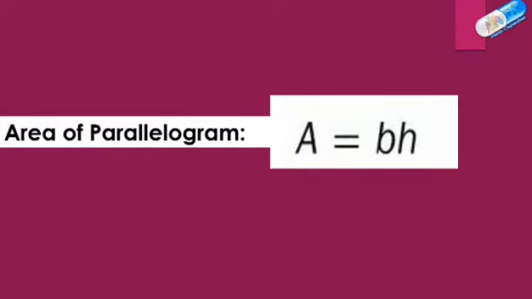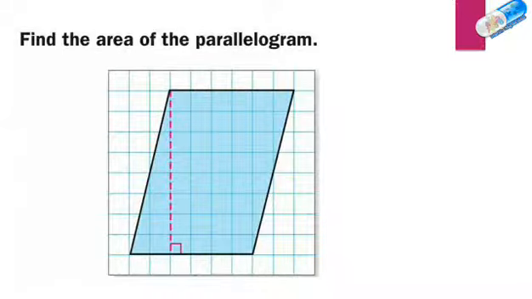So here is the formula or the rule for the area of a parallelogram: A equals BH. A stands for area, B stands for base, and H stands for height. And this means that the area can be calculated by multiplying the base times the height of the parallelogram.